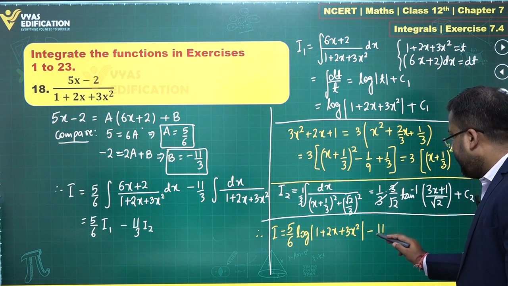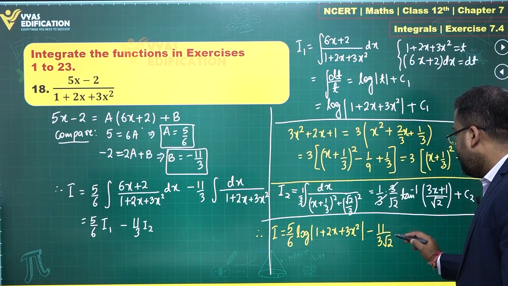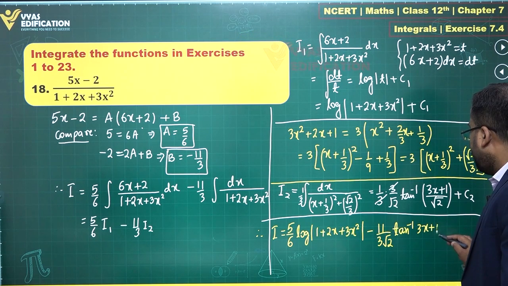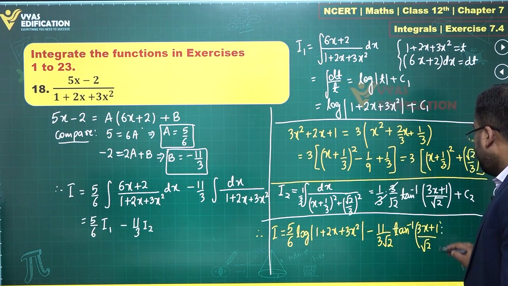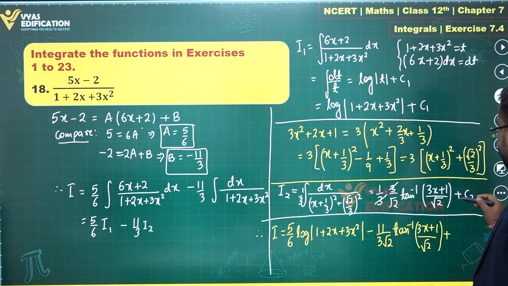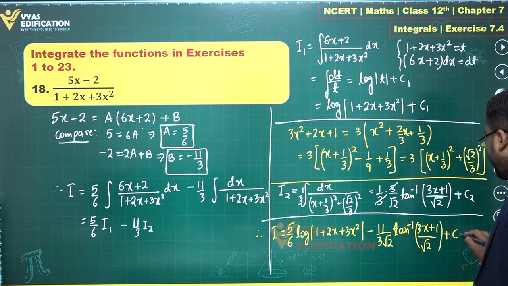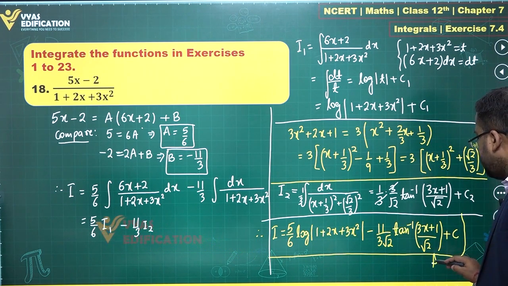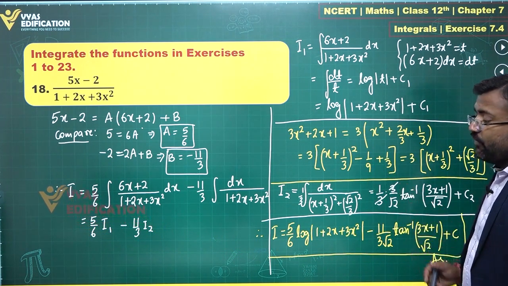So, minus 11 by 3 root 2 tan inverse of (3x plus 1) upon root 2 plus, what do we have? We have this constant multiplied by 5 by 6, this constant multiplied by minus 11 by 3, which will convert into a new constant c, and yes, that is the required answer for this complete question over here.